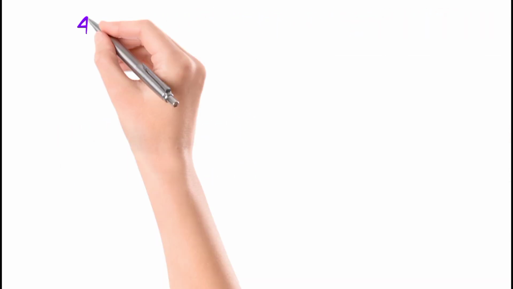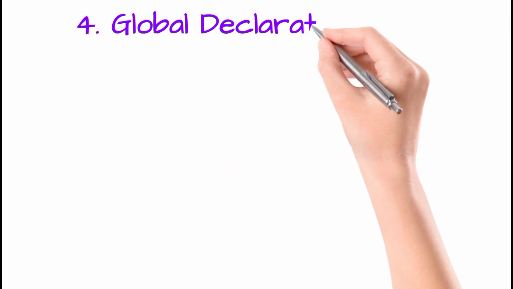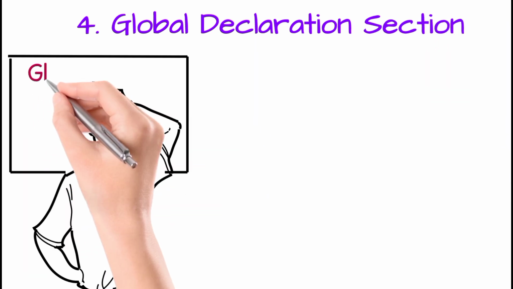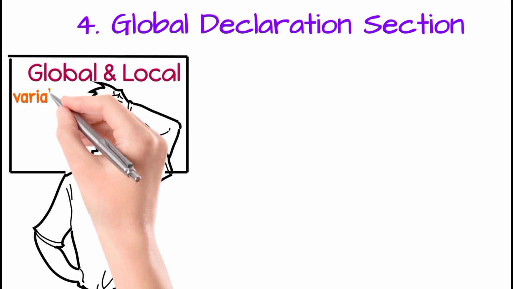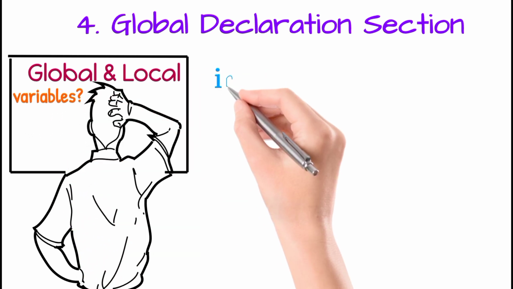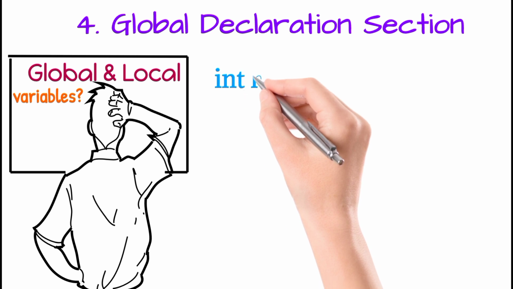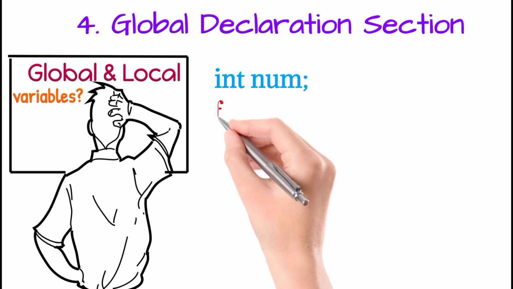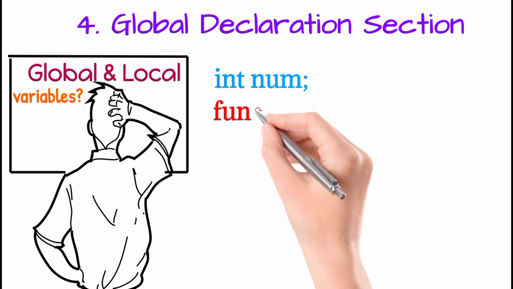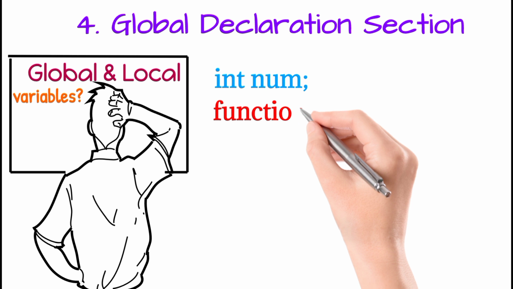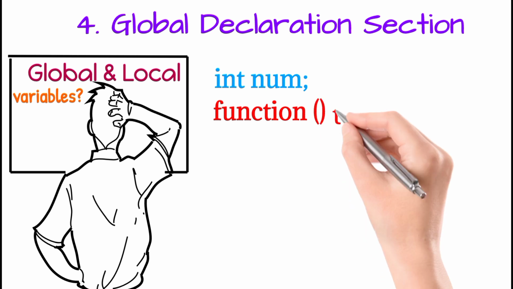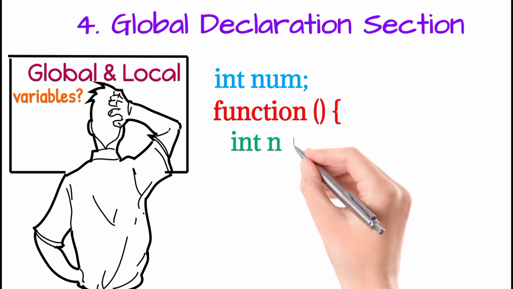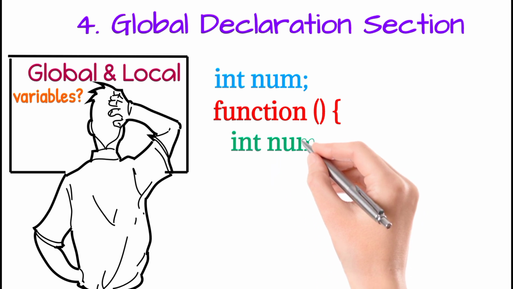Likewise, the next section we have is global declaration section. Before knowing this section, you have to be familiar with global and local variables. Let me help you with that. Global variable is that variable which is declared outside the function and whose values can be accessible inside any functions, whereas local variable is that variable which is declared inside a function, and the accessibility of value of such a variable is confined to that function in which it is defined. Its value can't be accessed inside any other function.